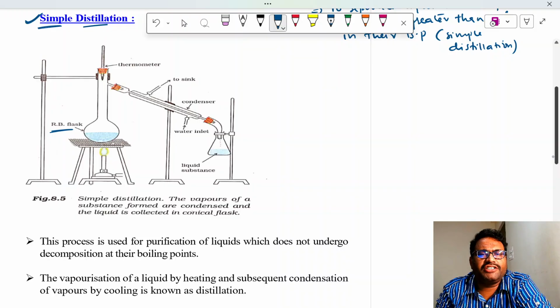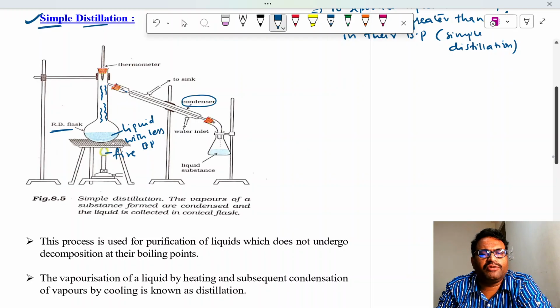Now you are heating it. You are finding a Bunsen burner. You are heating it. Fire, heating. On heating it, the liquid with less boiling point evaporates, and it is coming through this. Here, what is there? Condenser.